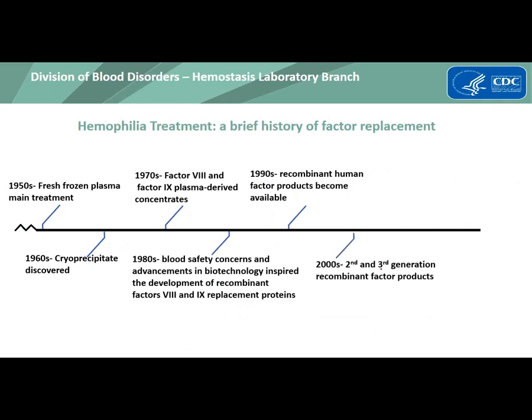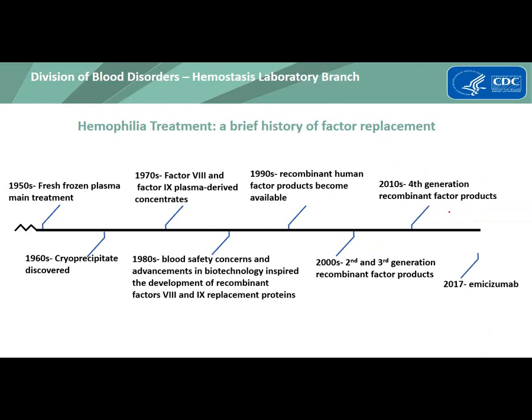And then more recently, in the 2010s, we saw the fourth generation recombinant factor products. These are the extended half-life products. And I'll speak a little bit more about these later. And finally, most recently, just last year, in 2017, the factor VIII mimetic emicizumab was approved by the US FDA for use in patients who have hemophilia A and inhibitors.